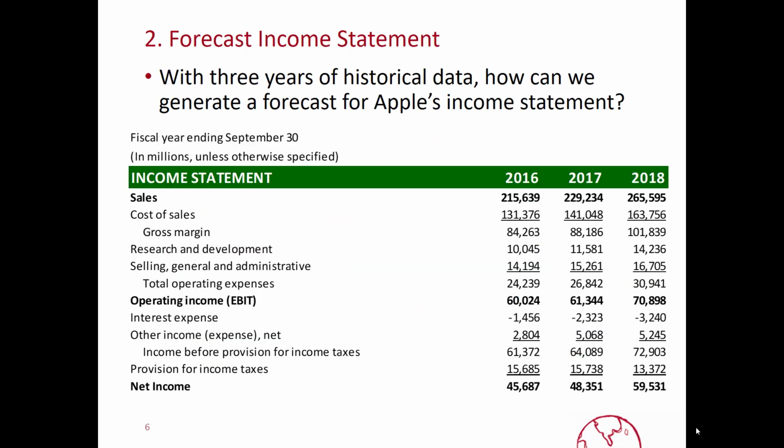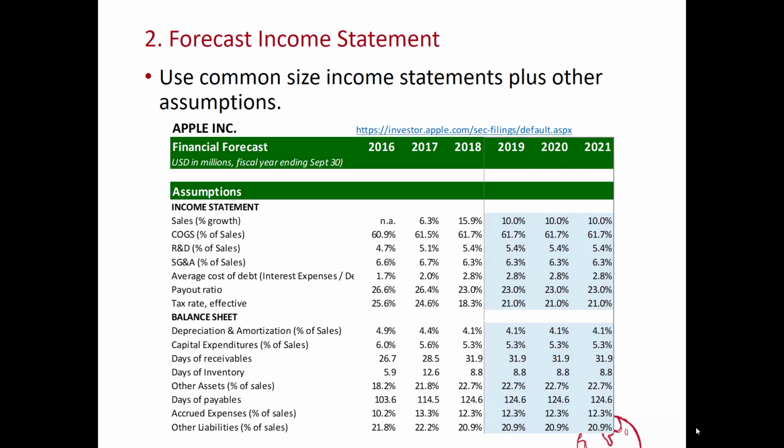Let's take a look at Apple. Using these 3 years of financial statements from 2016 to 2018, we have the levels of the values, which are not particularly helpful. What is helpful is to convert them into common size financial statements, where income statement items are expressed as a percentage of sales in each year, and balance sheet items are expressed also as a percentage of sales. We are going to set COGS, R&D, SG&A to their 2018 values when forecasting 2019, 2020, and 2021.